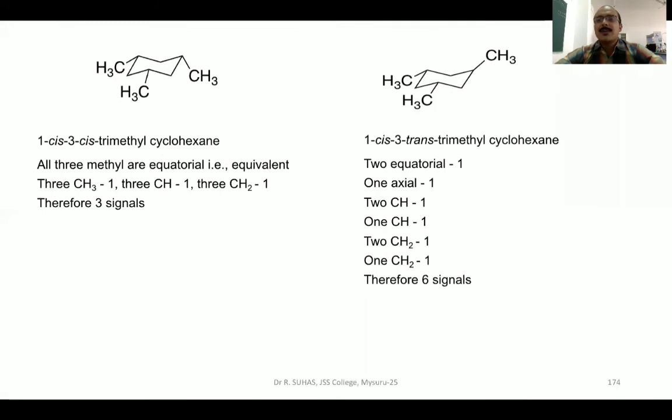So if you are given trimethyl cyclohexane and asked to identify which is which based on C13 NMR, you can simply say the lesser the number of carbon peaks, it is the cis isomer. More number of carbon peaks, you can say it is the cis trans isomer. This is how C13 NMR is highly useful in distinguishing isomers, between ortho, meta, para or cis and trans. That is the main application of C13 NMR spectroscopy.